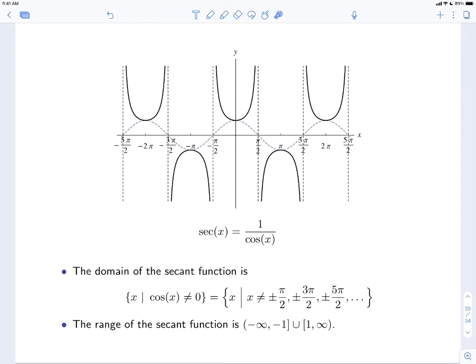The range of the secant function is no longer the set of all real numbers. It's the set of real numbers from minus infinity to minus 1, including minus 1, and 1, including 1, up to infinity. So we include minus 1 and positive 1. We know that cosine is between minus 1 and 1.